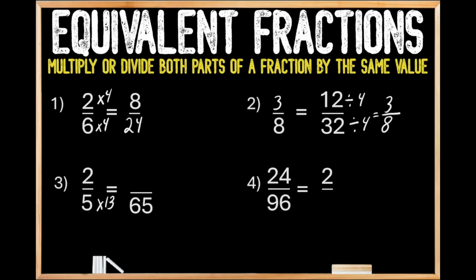So we're going to do the same thing to our numerator up top. And when we multiply 2 times 13, we get 26. So 2/5 is equivalent to 26 over 65.